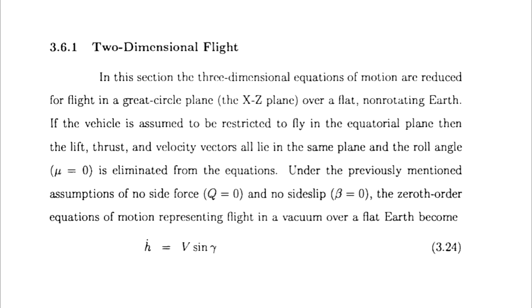They then proceed to use these supposedly simplified yet optimal equations on page 25, where they state the three-dimensional equations of motion are reduced for flight in a great circle plane, the XZ plane, over a flat, non-rotating Earth.